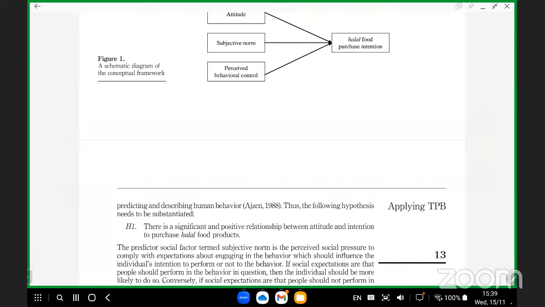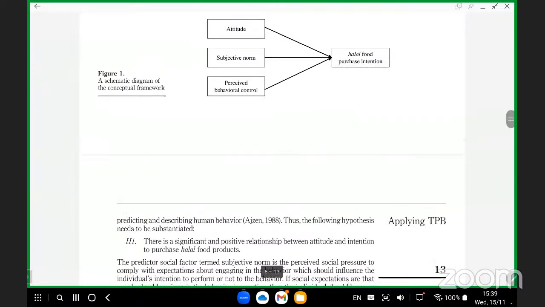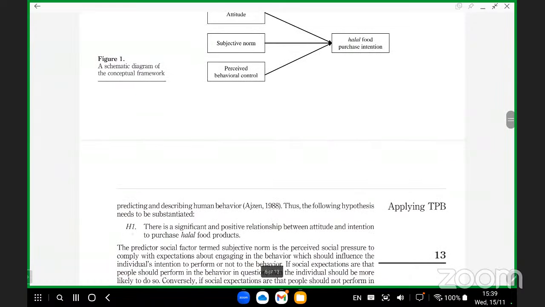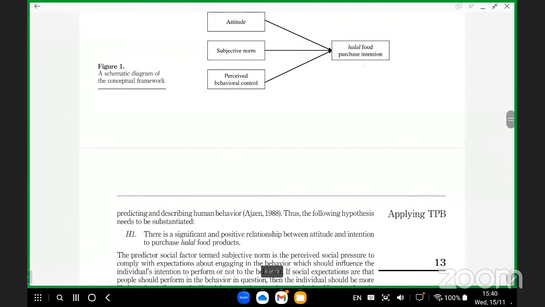Sudah bagus, okay? Jadi kalau di sini lihat pada jurnal ini, okay, hipotesis pertama yang diletakkan di sini, there is a significant and positive relationship between attitude and intention to purchase halal food product. Okay. Kalau melihat, betul tidak? Hipotesis satu ini between attitude and intention to purchase. Nampak di sini? Dia sekata kan?